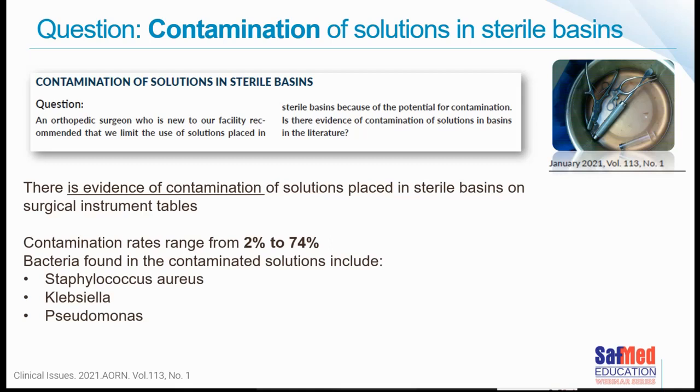And the very first answer is, indeed, there is. There is evidence of contamination of solutions in sterile basins on surgical instrument tables. And in fact, the contamination rates, as you can see here, range between 2 to 74%. That's quite scary. The bacteria found in the contaminated solutions include Staph aureus, Klebsiella, Pseudomonas. There was quite a long list. I picked 3 of the names that we would be the most familiar with.